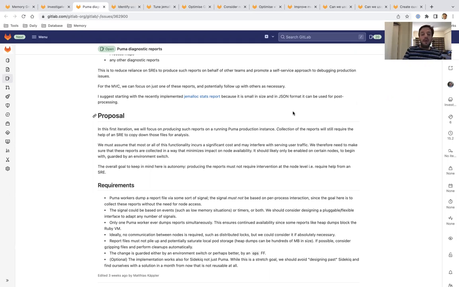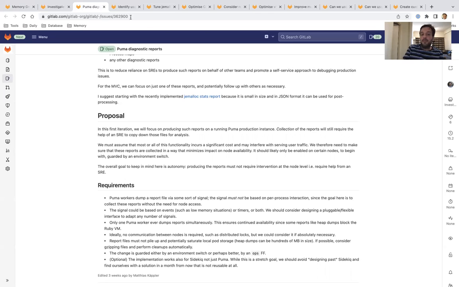The interesting part here is that we have to assume that most of those reports and diagnostic tools incur a significant cost and may interfere with certain user traffic, so they may interfere with the availability of our nodes, which is the most important thing. We have to make sure that these reports are generated and collected in a way that minimizes impact on node availability.